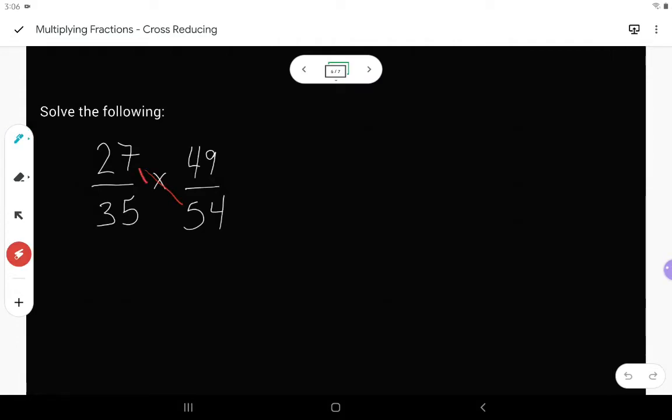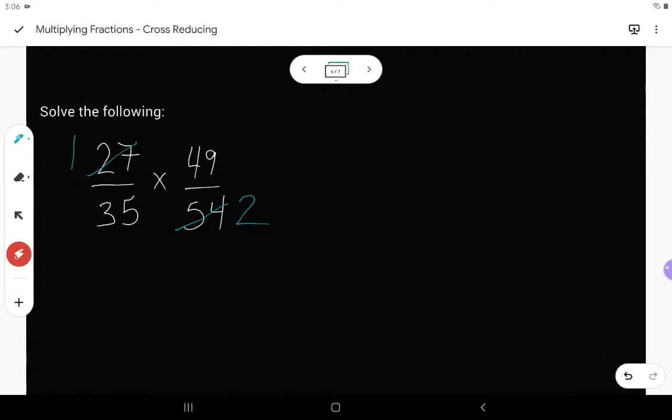Hey, Mr. T, can you reduce 27 and 54? And I go, wait a minute. 54 is 2 times bigger than 27. Oh my goodness, I can go 27 divided by 27, and that's going to turn into a 1. And 54 divided by 27 turns into a 2. Those are really easy numbers.